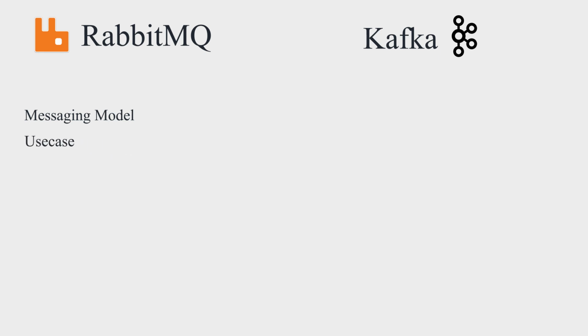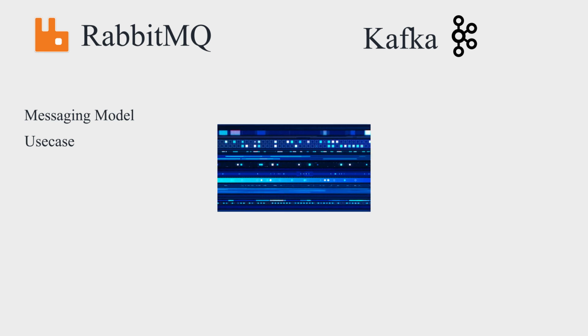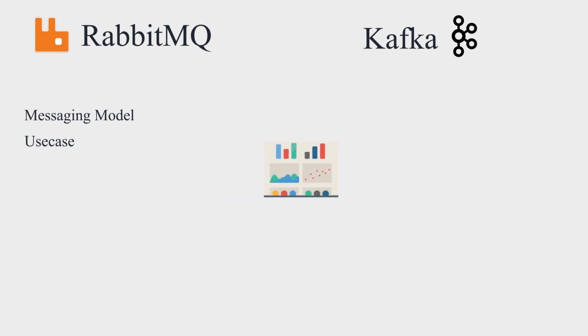Number 2. Use case. RabbitMQ is best for load balancing, request response, and traditional messaging scenarios. Kafka is ideal for log-based data streaming, event sourcing, real-time analytics, and data pipelines.